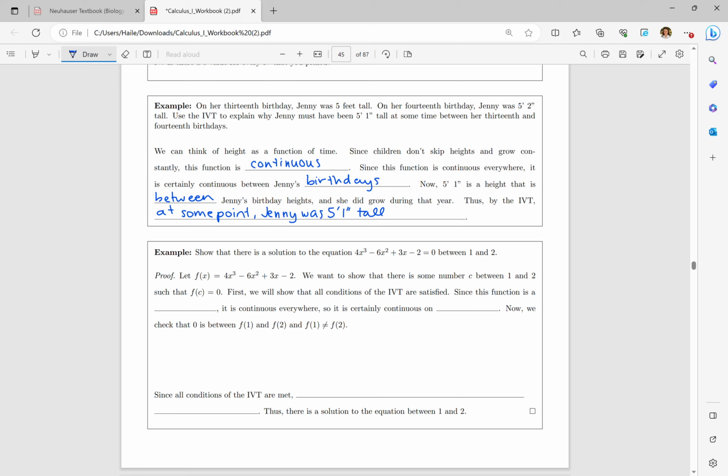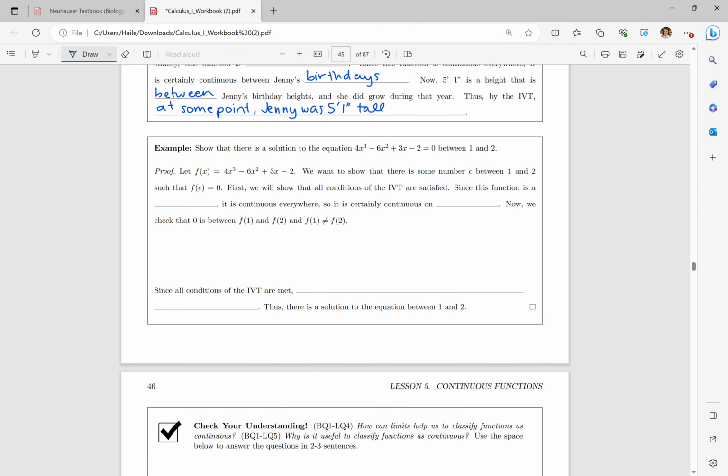So while this stuff might seem tedious, it's because while the IVT is intuitive and makes a lot of common sense, it's not very easy to prove. So it is important that we're using this logic and practicing explaining using mathematical logic.